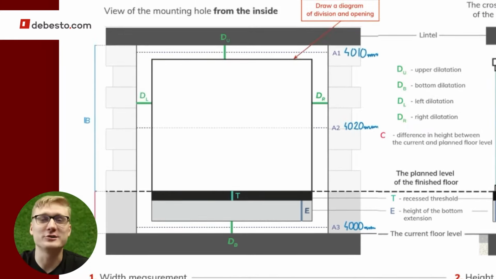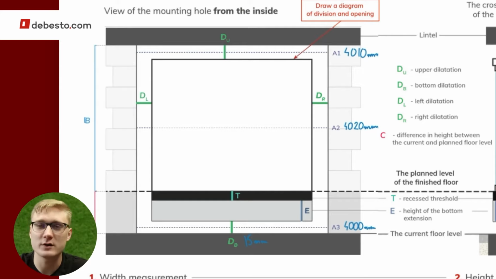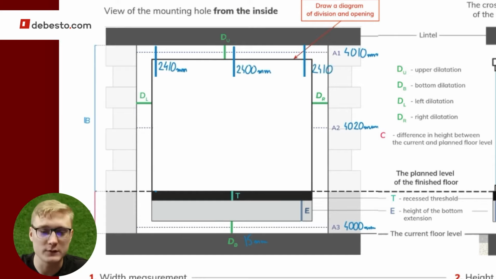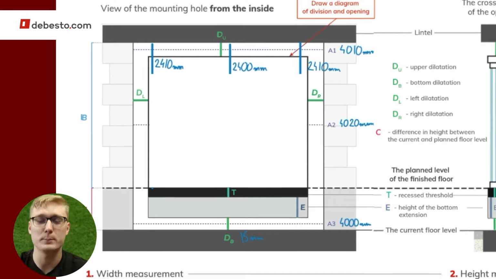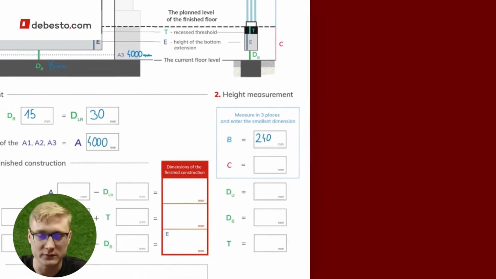The second element to measure is height. Height measurements, marked B, need to be measured the exact same way as before with at least 3 spots. Remember to measure the left, the center, and the right side, which in our case resulted in 2410 millimeters on the left, 2400 millimeters even in the center, and 2410 millimeters from lintel to planned floor level. Again, we picked the smallest measurement, in this case 2400 millimeters, and at height measurement, we fill out B with 2400 millimeters, which is the height of the planned floor level to lintel.